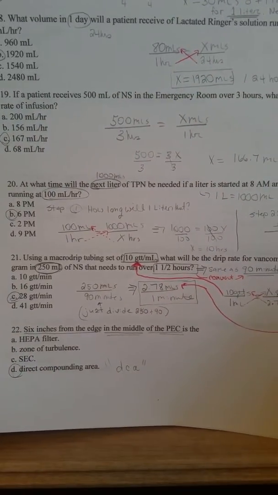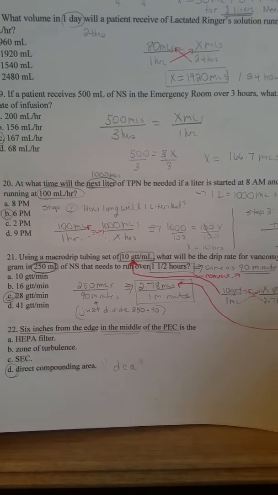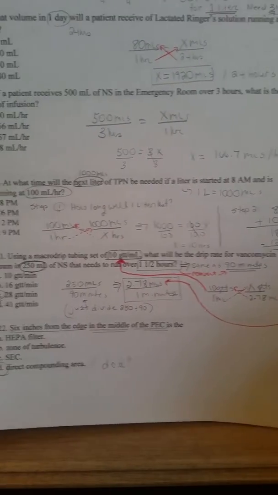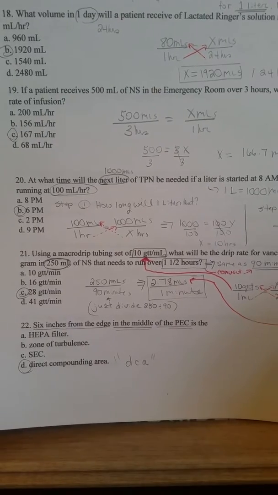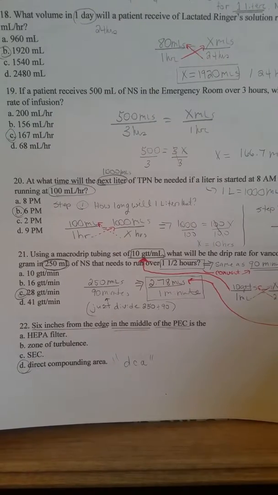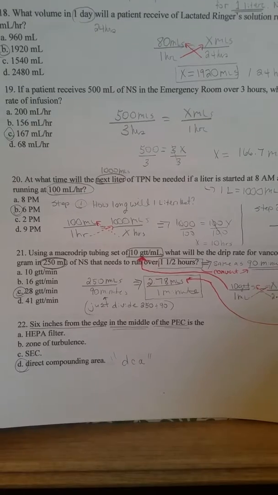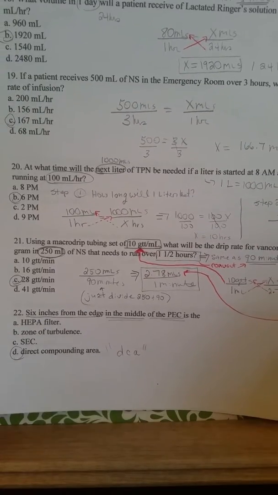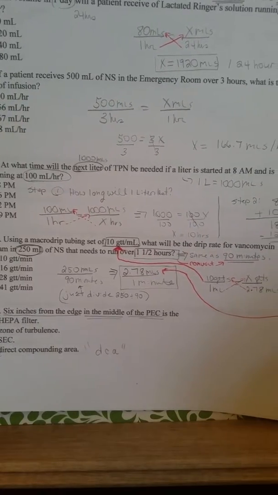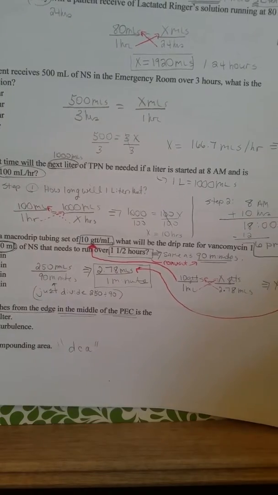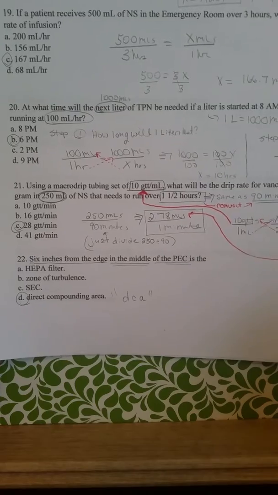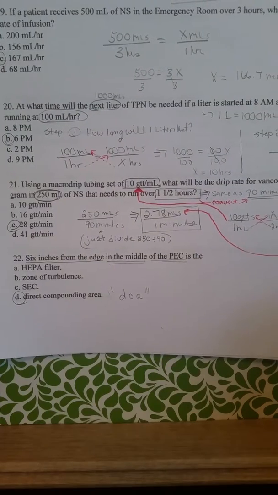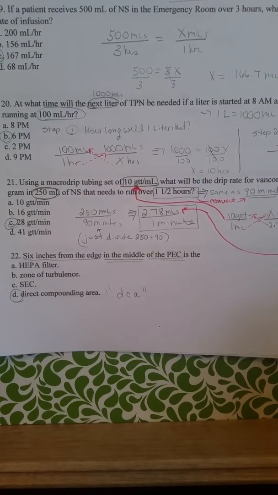So if a patient receives 500 mLs of normal saline in the emergency room over 3 hours, what is the rate of the infusion? So it's 500 mLs over 3 hours equals how many mLs over 1 hour? We just cross multiply. You're going to get 166.7 mLs per hour. So C.